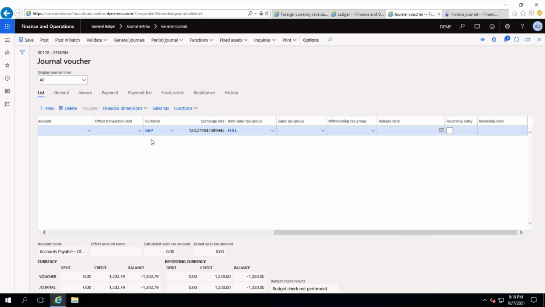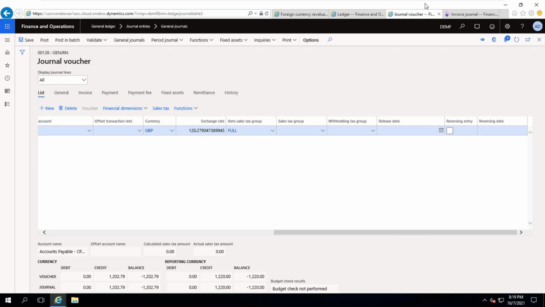Otherwise, take the example of a company in Switzerland. In Switzerland, Swiss francs are their local currency, and euro can also be used. If the transaction is posted in euros, then it will be a different currency from the accounting currency. Then foreign currency revaluation comes into the picture.